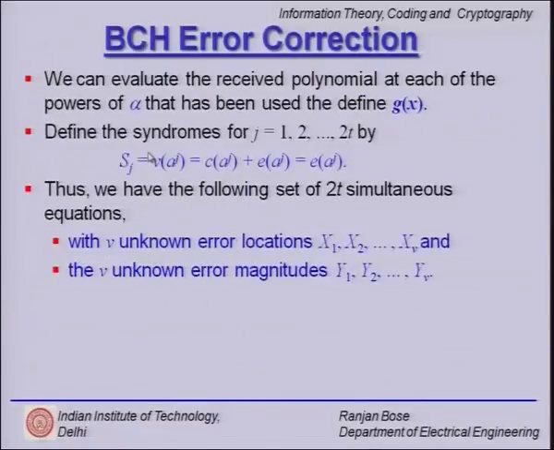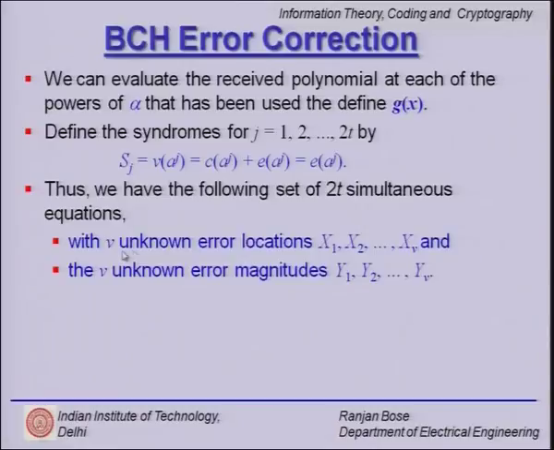Now, we have 2t syndromes. So, we have got Sj equal to this evaluation at j is equal to 1, 2 up to 2t. And now, we have got these 2t sets of simultaneous equations, and we know that nu less than or equal to t errors have happened.